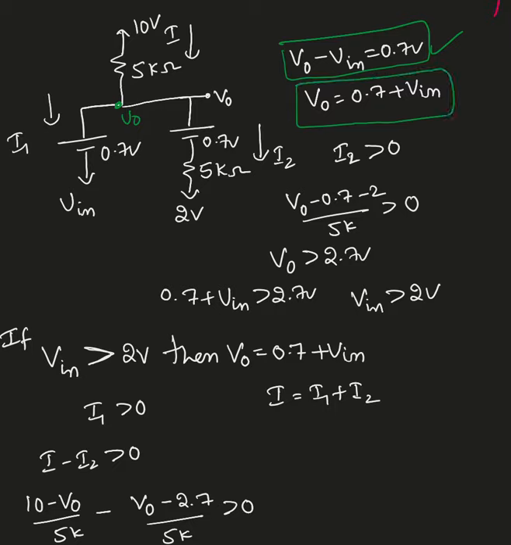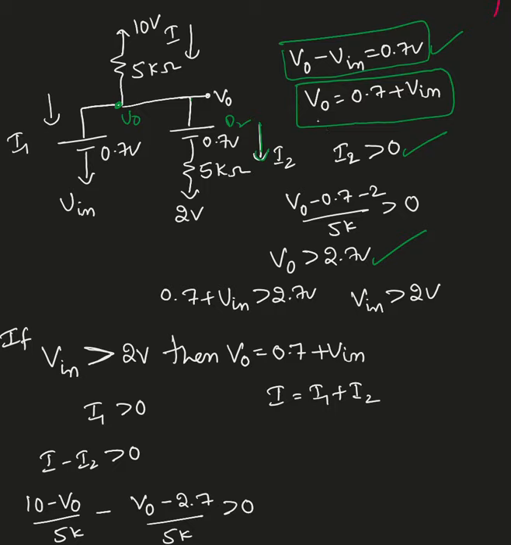Now I need to find the condition. What condition? I get this V0. So here the current passing through D2, I'm taking that as I2. I2 must be greater than 0. So V0 minus 0.7 minus 2 divided by 5k must be greater than 0. So V0 must be greater than 2.7 volts.